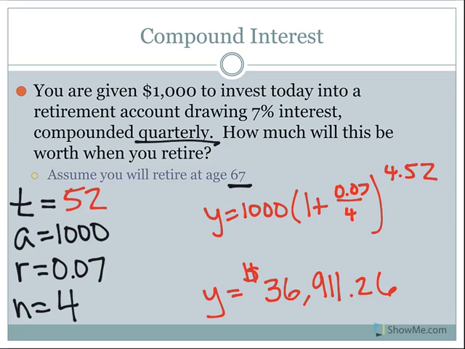All right, so assuming that it's about 52 years until you turn 67, we plug our stuff into the equation, set this up, and if we calculate that, we end up with almost $37,000. So this means that if you were to put $1,000 away today and not touch it, when you retire, that's going to be worth almost $37,000.